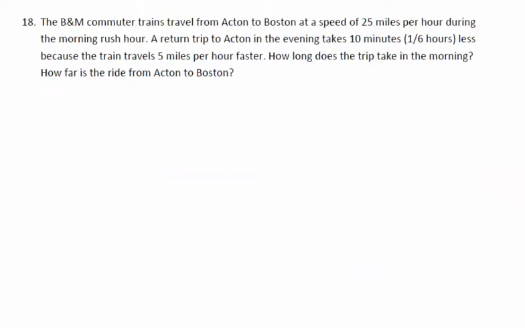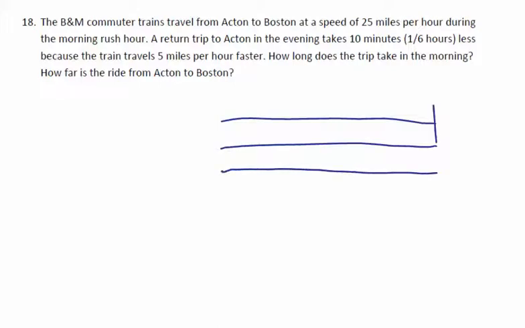So in number 18, we have the B&M commuter train traveling from Acton to Boston at a speed of 20 miles per hour during the morning rush. The return trip to Acton in the evening takes 10 minutes, or 1/6 of an hour, less because the train travels 5 miles per hour faster. How long does the trip take in the morning? And how far is the ride from Acton to Boston? So again, we have a distance problem where we have two different things happening. We have the trip from Acton to Boston in the morning for commuters, and we have the trip back in the evening. So we have our distance equals rate times time.